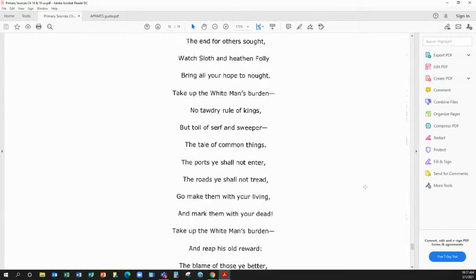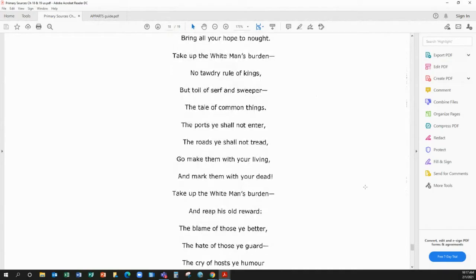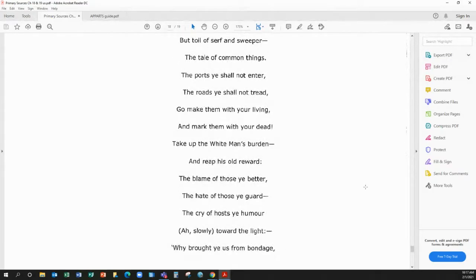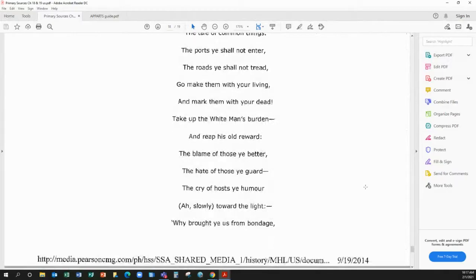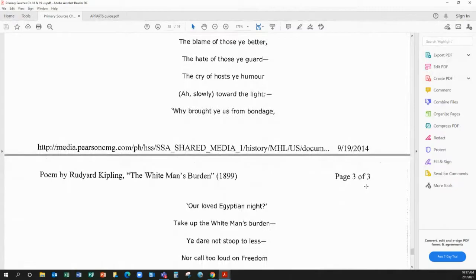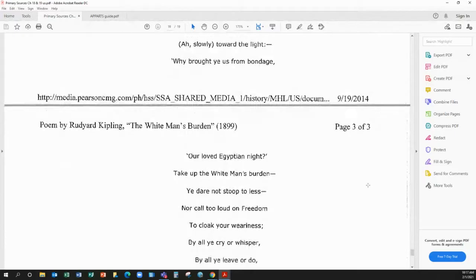Take up the white man's burden, and reap his old reward, the blame of those ye better, the hate of those ye guard. The cry of hosts ye humor, slowly toward the light, why brought ye us from bondage, our beloved Egyptian night? Take up the white man's burden, ye dare not stoop to less, nor call too loud on freedom, to cloak your weariness.